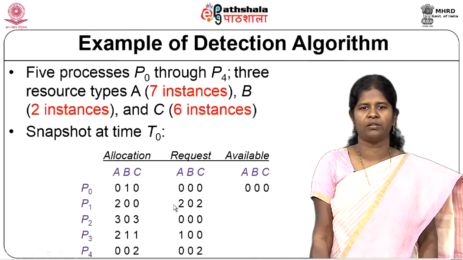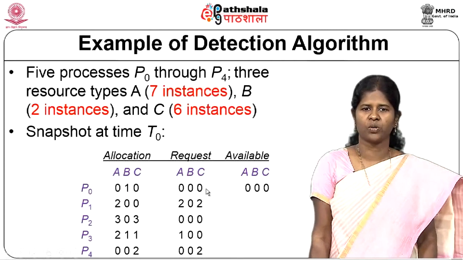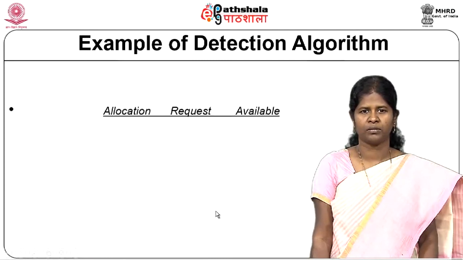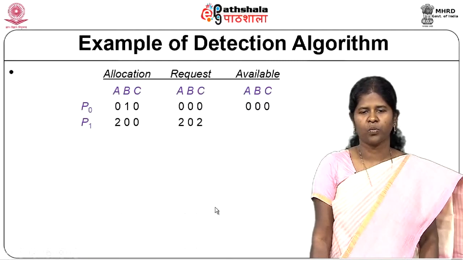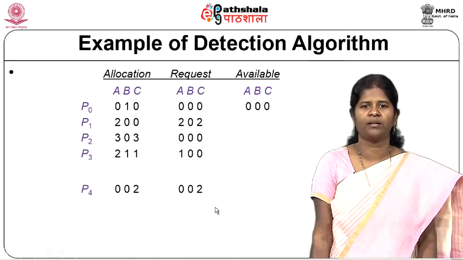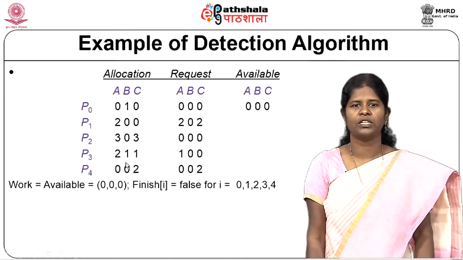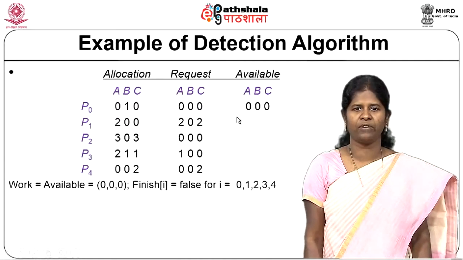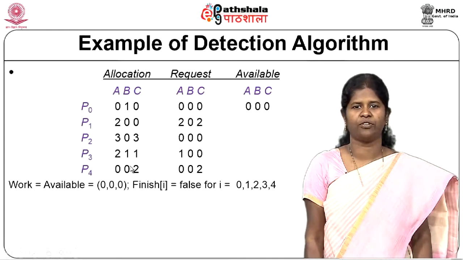P1 is wanting some resources, P3 is wanting some resources, and P4 is also wanting some resources. P2 is not needing any resource, P0 is also not needing any resource. So, what we do, we now try to run the algorithm and try to find out if the requests of P1, P3 and P4 can be granted with what is currently available and the resources that are with the processes which are not waiting for any resource.